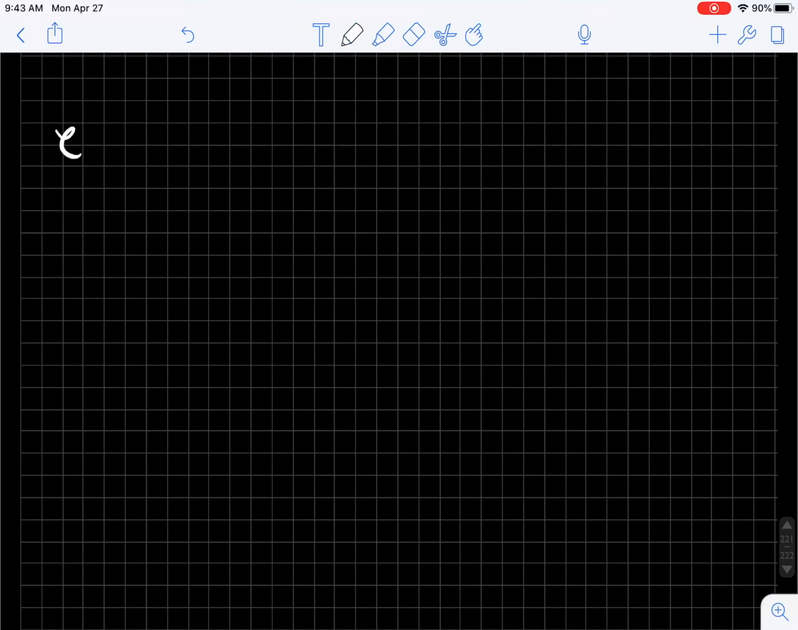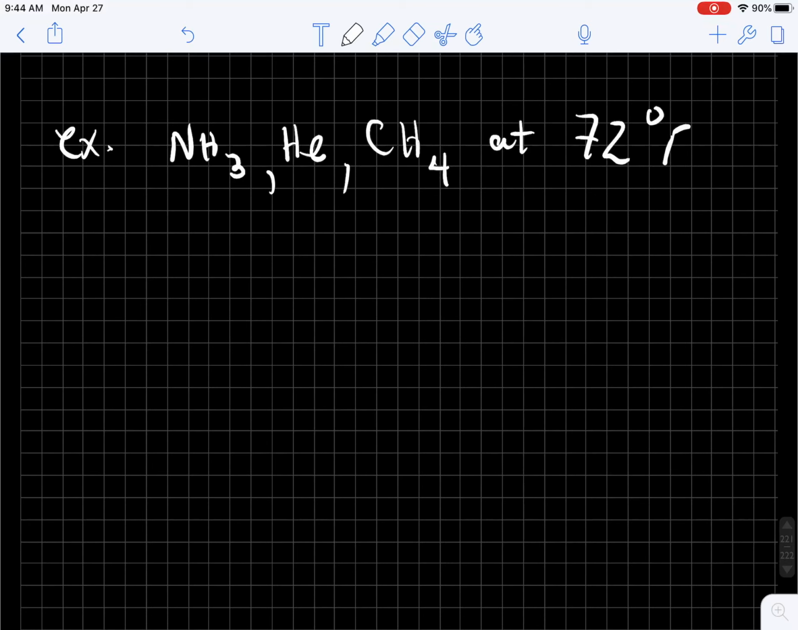All right, so please try this. Go ahead and pause it and give it a shot. If we had ammonia, helium, and methane, I want you to rank them all at, let's make something up, 72 degrees Fahrenheit. Please rank these by increasing velocity.